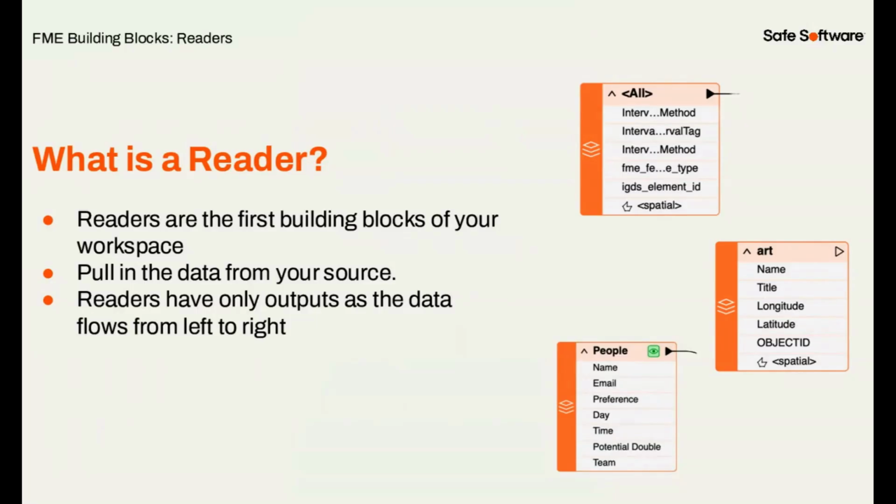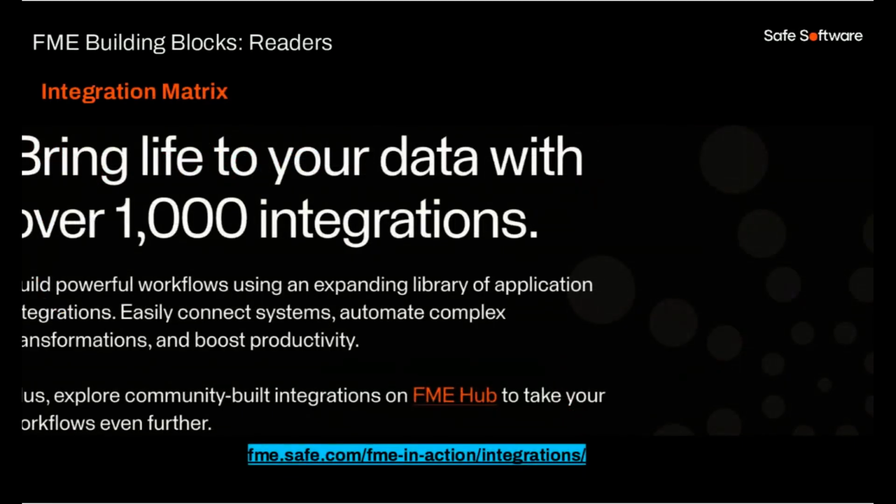An important note, readers only have outputs since the data flows from left to right. And these are some examples on the right here of what readers look like on the canvas. So we also have an integrations matrix that I'll show in a moment. FME supports over 1,000 integrations, and that's not counting all the community-built integrations available on the FME hub. So I'll show you the integrations matrix right now.